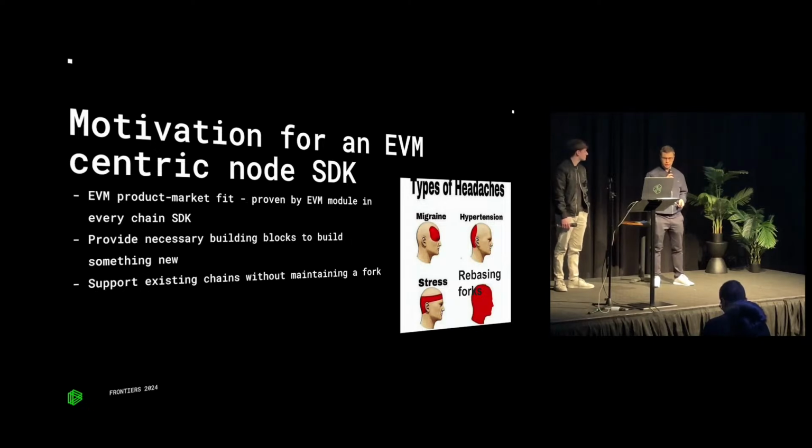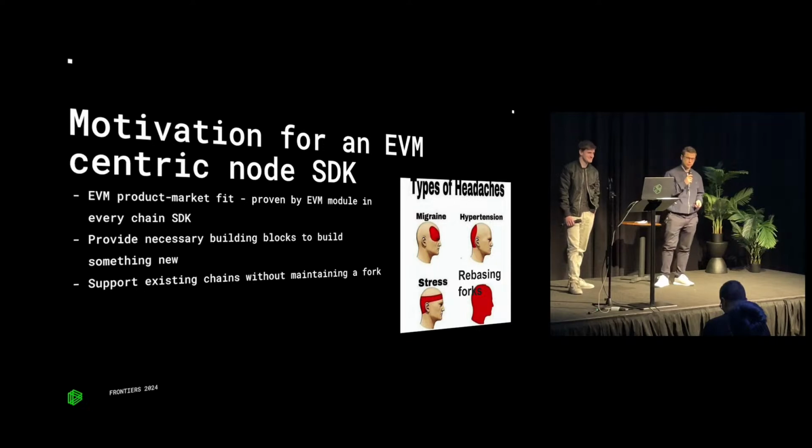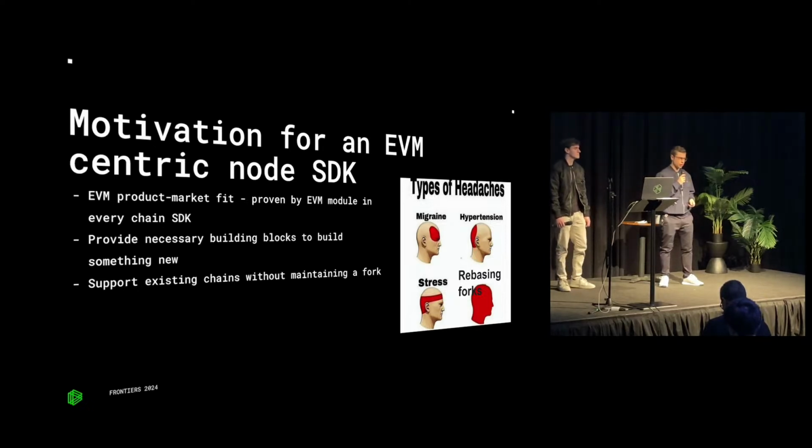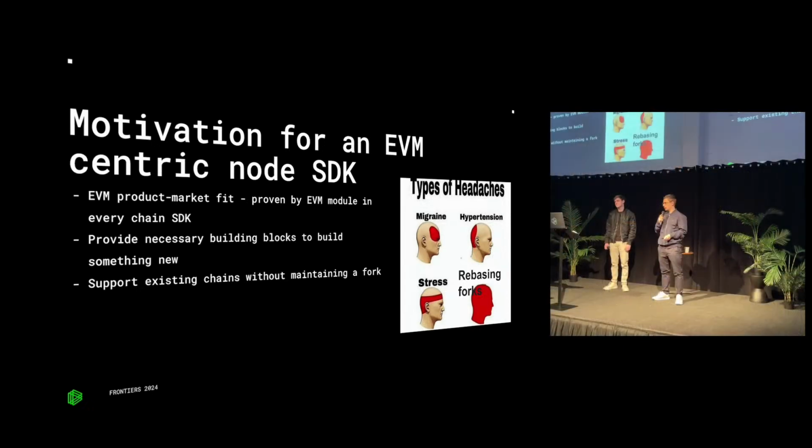And we realized that there is demand for an EVM-centric node SDK, because the EVM is widely used. Developers want to develop on the EVM, and we want to provide the required building blocks so you can innovate on top of the EVM without forking the node and going through the troubles of rebasing it, maintaining a fork, and keeping up with L1 development. Ideally, there should be some kind of plug and play of supported modules and crates, and you put them together as you like, make some modifications, and experiment with new features.